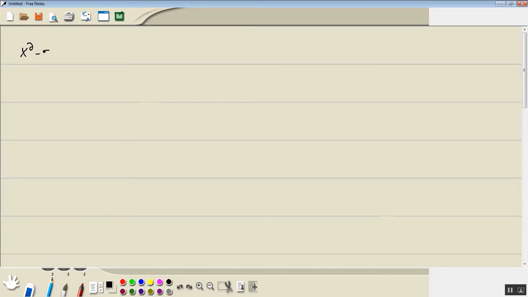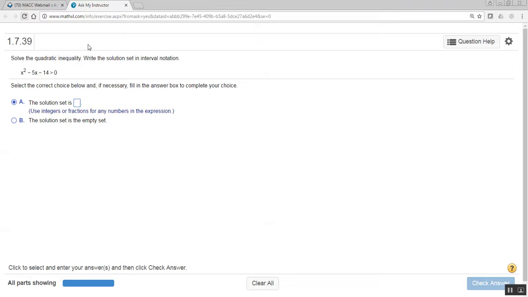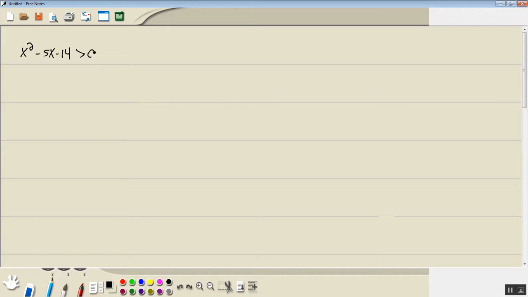x squared minus 5x minus 14 is greater than 0. This is a polynomial inequality. Now our first step is to get 0 on the right side. Now we have 0 on the right side. Our second step is to set the left side equal to 0 and solve it. So we got x squared minus 5x minus 14 equal to 0.